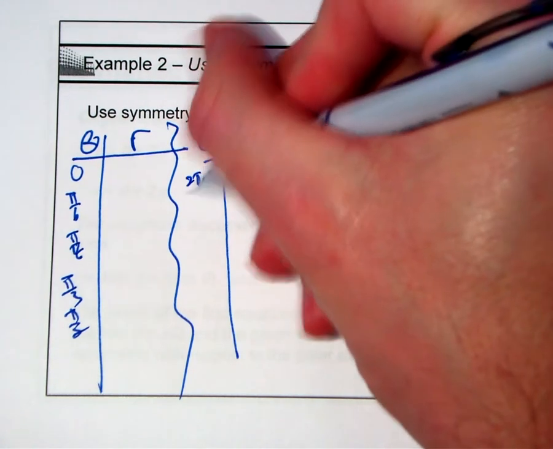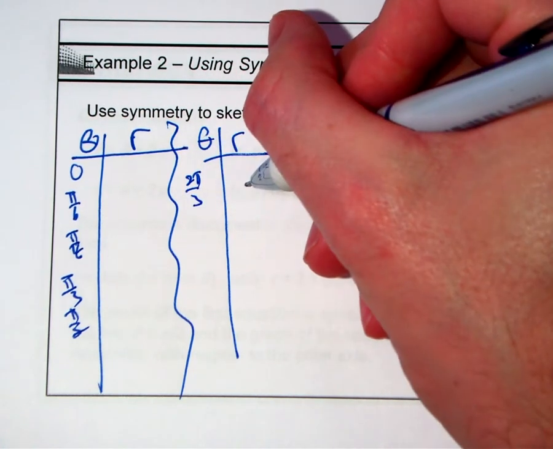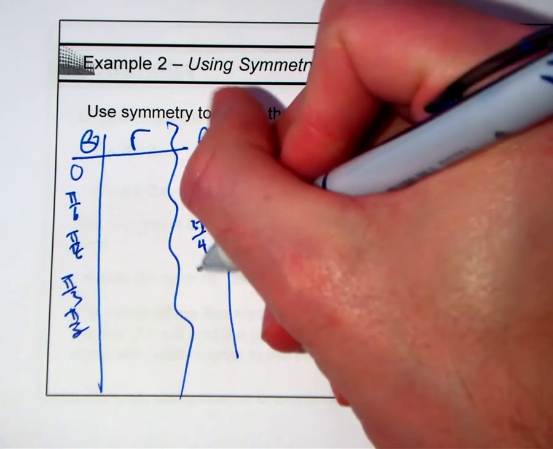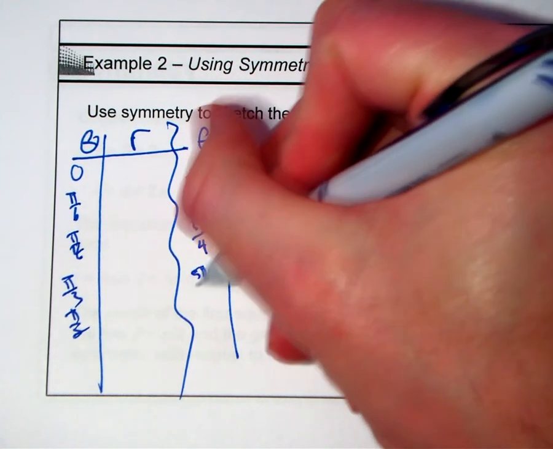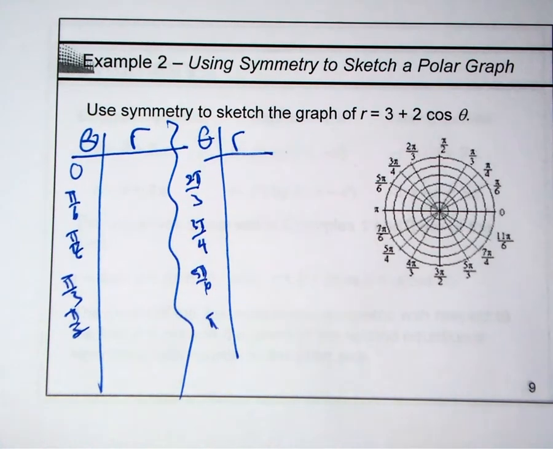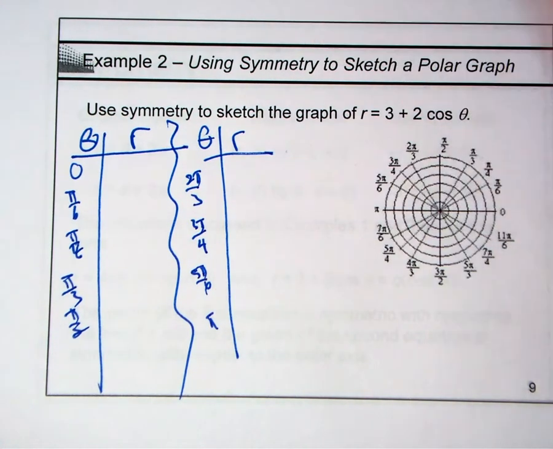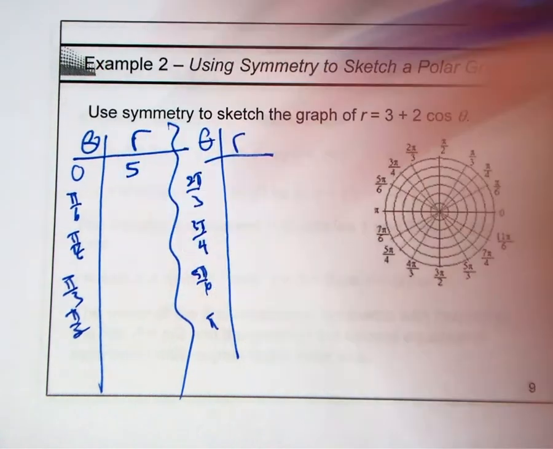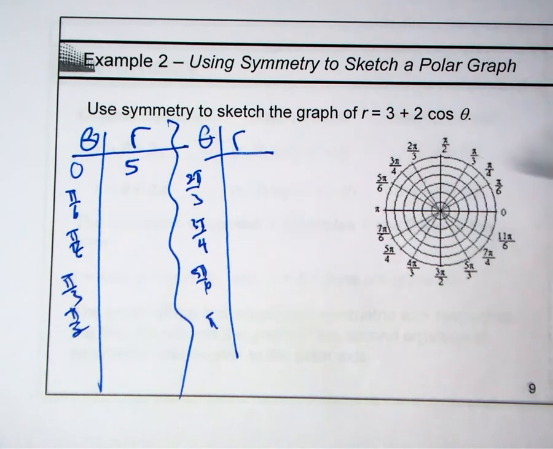2 pi over 3, 3 pi over 4, 5 pi over 6, and then back to pi. And then we can just reflect over. All right, so if you put 0 in there, cosine of 0 is 1, 2 times 1 is 2, 3 plus 2 should be a 5. We'll just fill them all out and then go back and graph later.